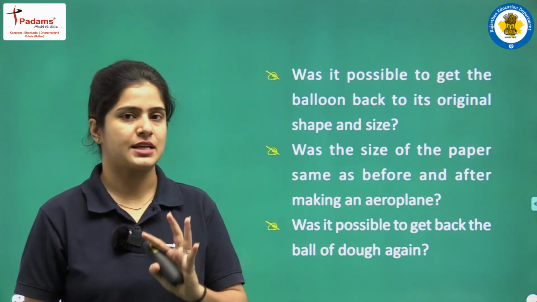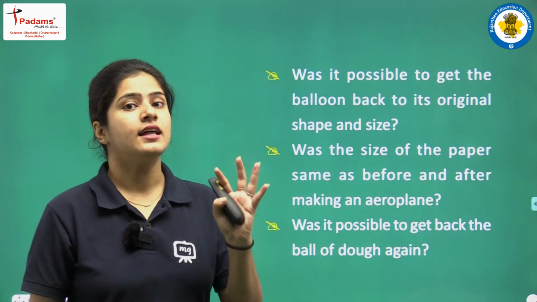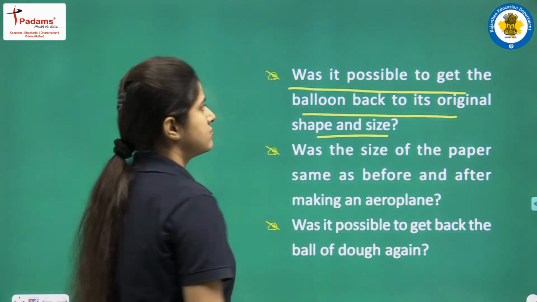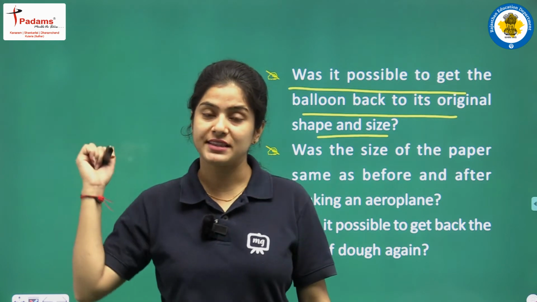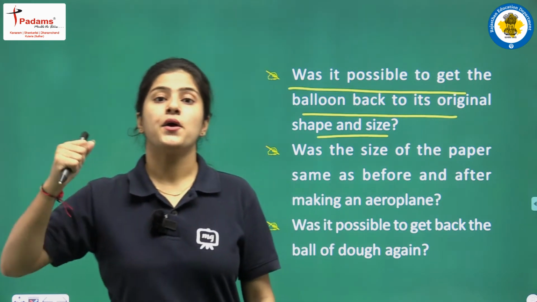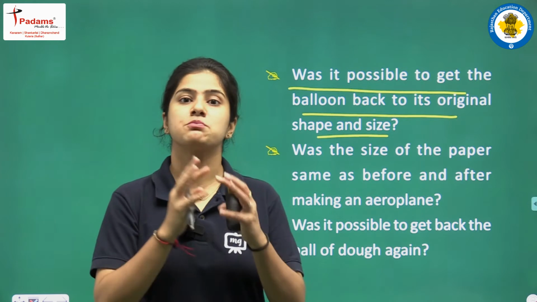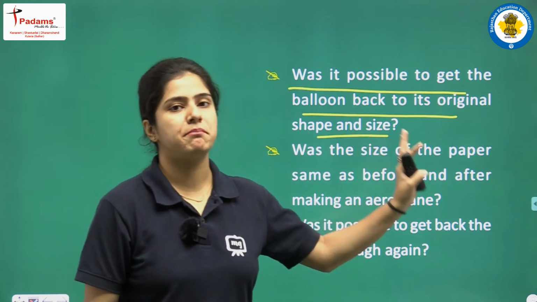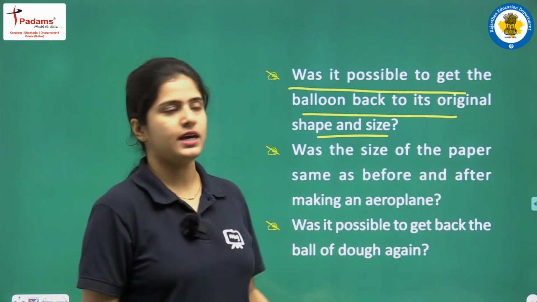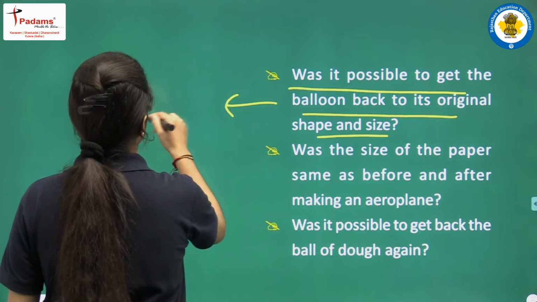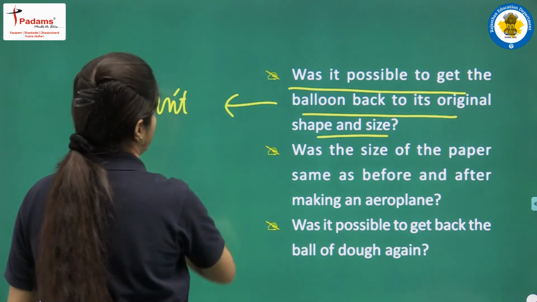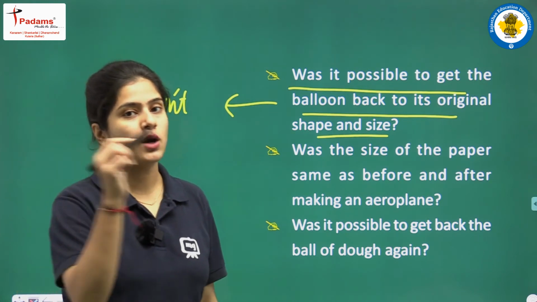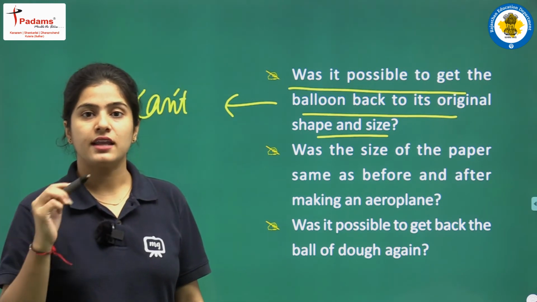The similar questions that we have discussed. Can the balloon be back to its original shape and size? No students, because with the help of that pencil, we have pricked the balloon. It is burst, it is useless now. So this change can't be reversed, okay students.